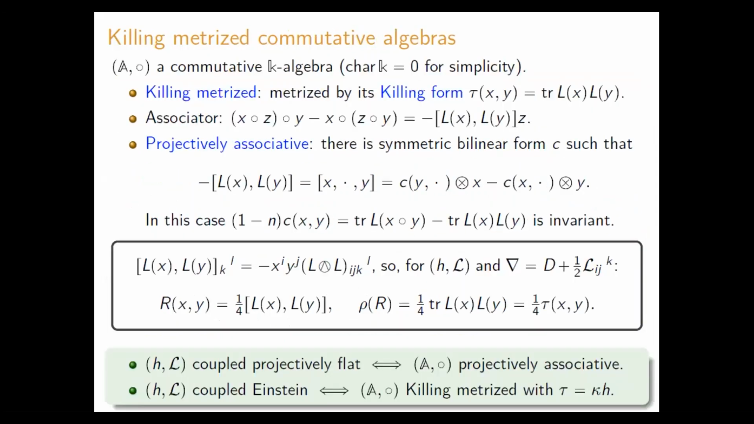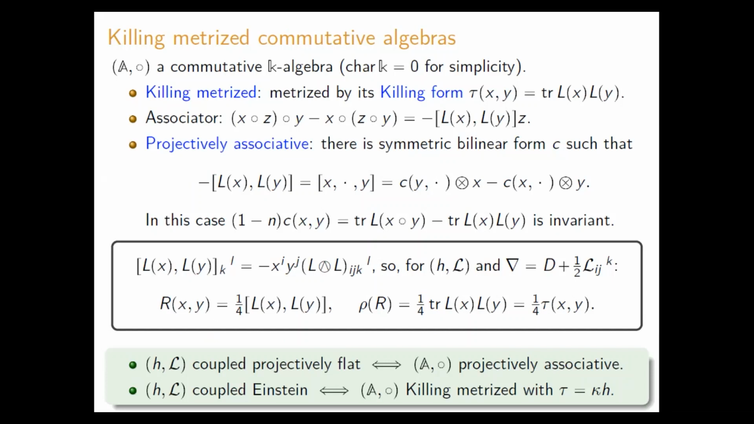And okay, so we just quickly, I'm almost finished. I'll call the algebra Killing metrized if this Killing form, and this is, if you think ad, this is the Killing form for a Lie algebra, is an invariant metric. And I have the associator, which I should think of as the commutativity of these left multiplication endomorphisms. That's using the commutativity of the algebra. And let's call it projectively associative if this tensor is somehow a pure trace.